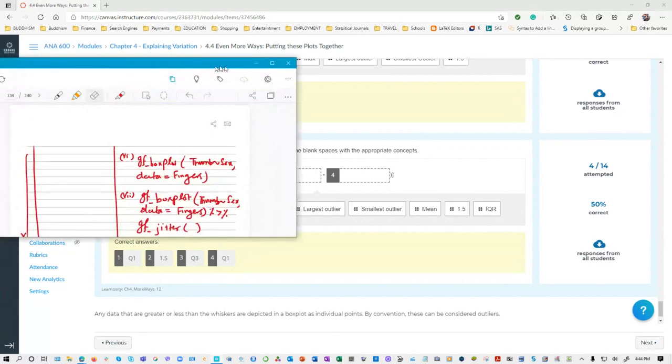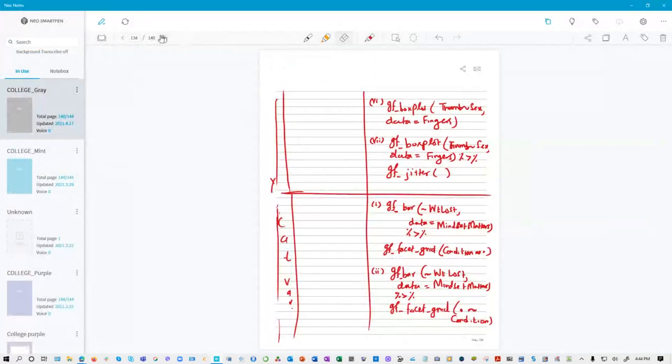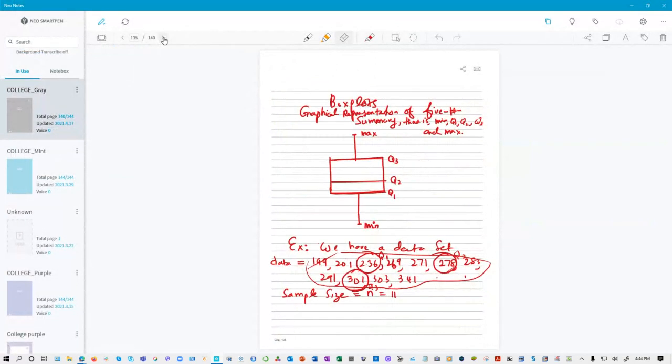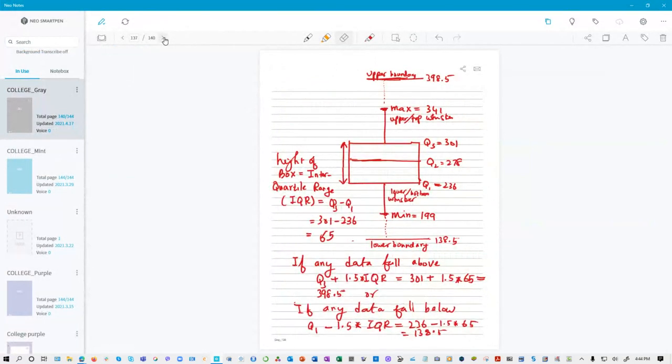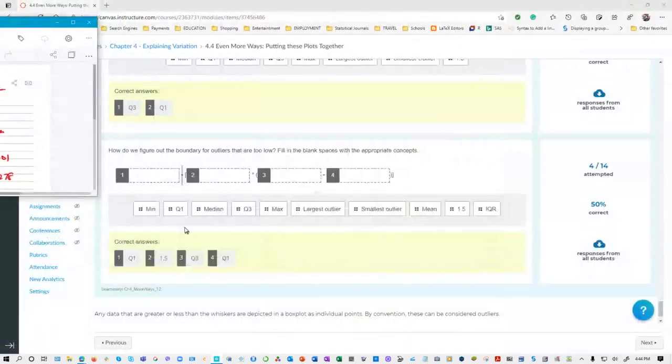We are talking about this one. It is Q1 minus 1.5 times IQR. Q1 minus, not plus, because if you have a plus, you go with Q3 here. Q1 minus 1.5 times IQR. How do you find the IQR? Q3 minus Q1, okay?